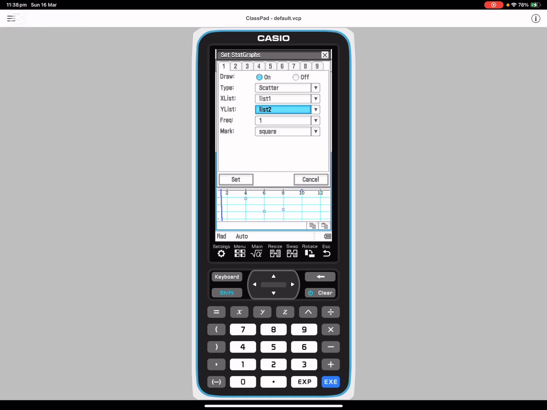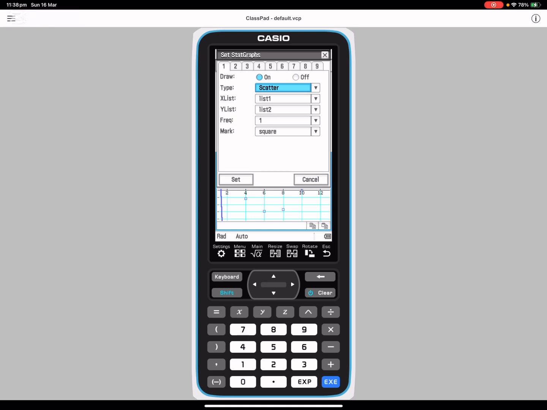Now you can set multiple graphs. So if you want to flip back and forth between your graphs, you can open up multiple ones and just turn them off if you like. I can never be bothered doing that, but it's totally up to you. You just have to remember to toggle them on and off.